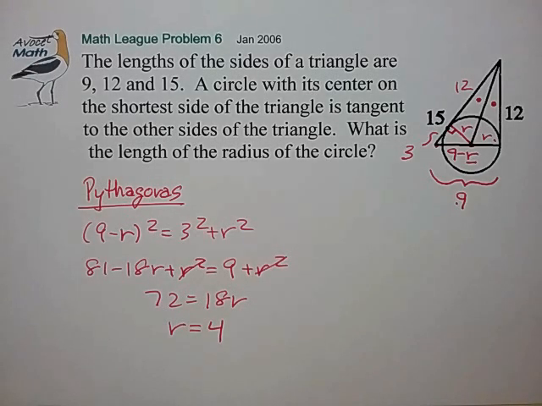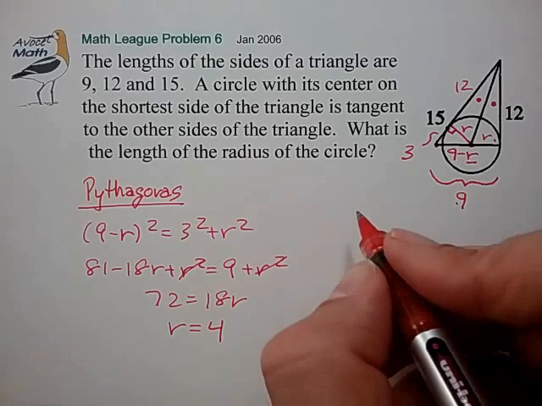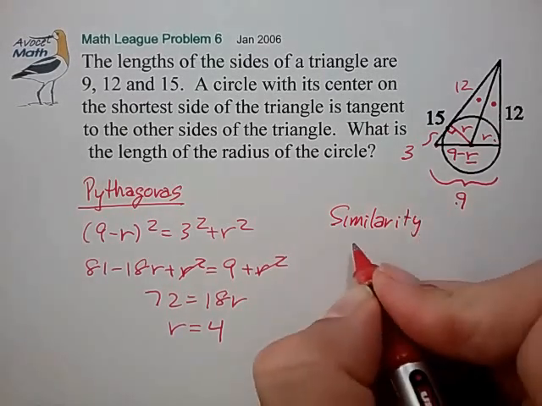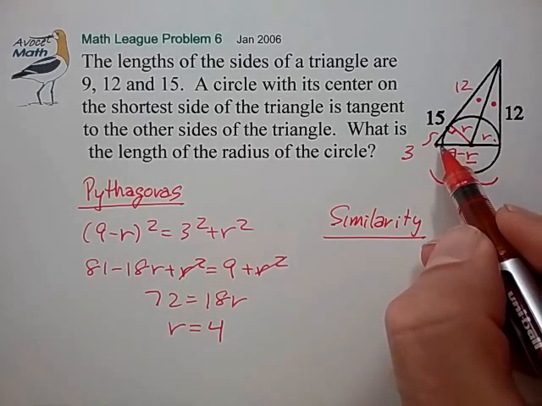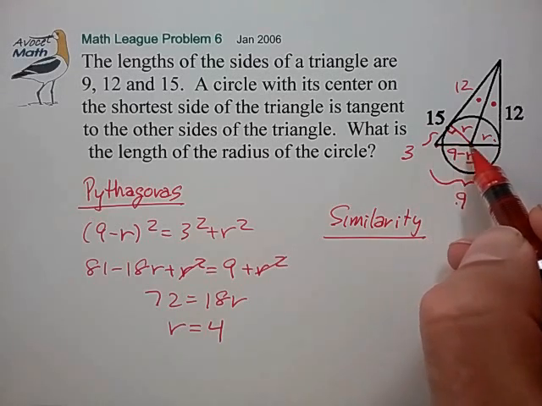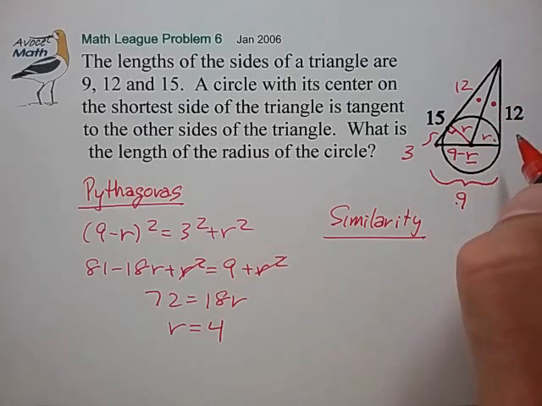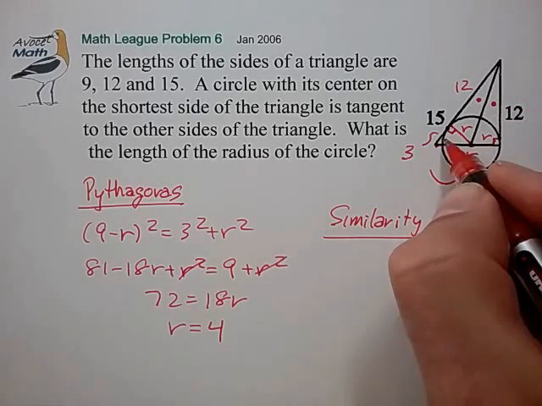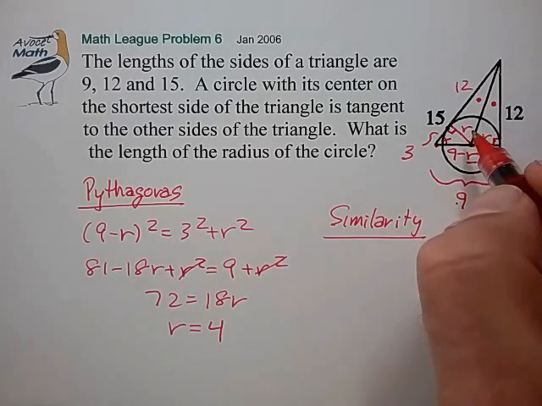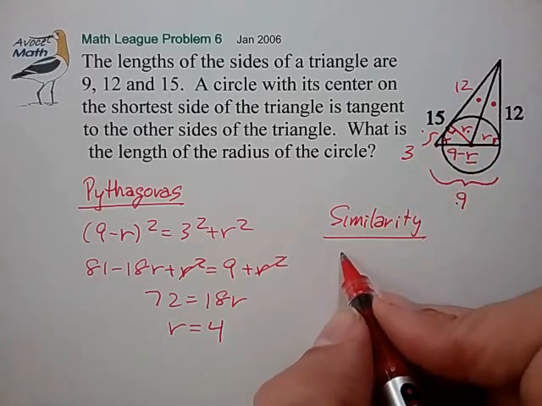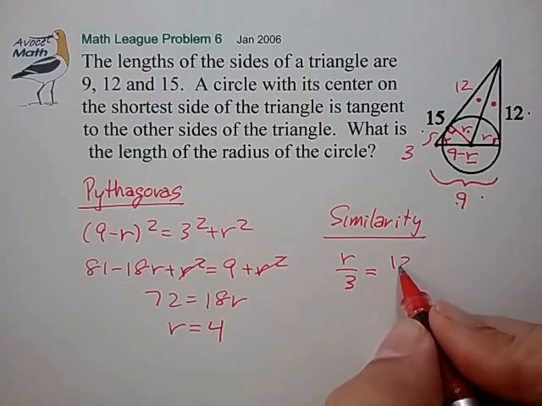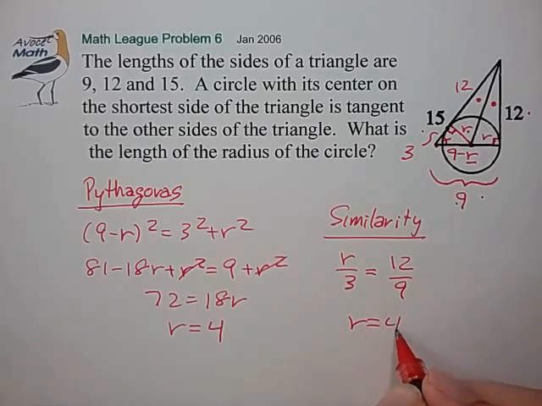Now a second way to finish off this problem is to use a similarity relationship. And to do that we have to realize that this small right triangle that we formed is similar to the large right triangle. And they're similar because they're both right triangles and they both share this common angle. And once you make that recognition, you can write the ratio of the long leg to the short leg is equal to the long leg to the short leg to quickly find that r is equal to 4.